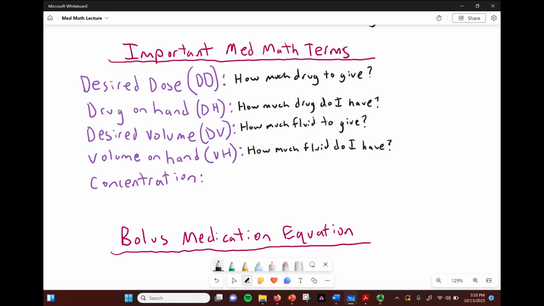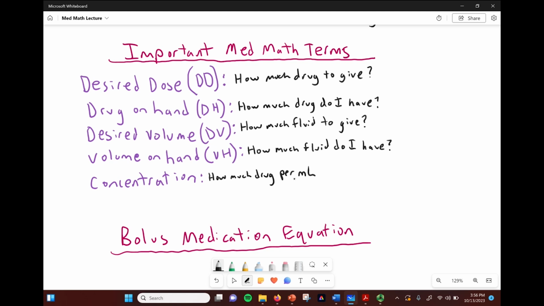And then finally, the last real important term that we have to understand is my concentration. So my concentration tells me how much drug per milliliter. In most cases, for us as paramedics, what I'm inevitably trying to get to with concentration is how much drug per milliliter. So whether that's how many milligrams per milliliter, how many grams per milliliter, how many micrograms per milliliter.